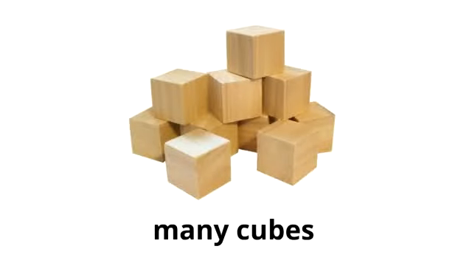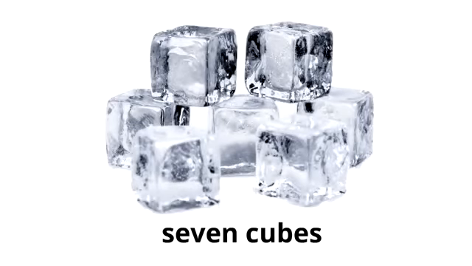Here we have many cubes. These are cubes that are made out of wood. Each of them has six sides or faces that are all squares. Here are seven cubes of ice. Have you ever had a warm drink and you need to put ice in it? It's awesome because it has this great shape, the shape of a cube. Six sides or faces, all squares.